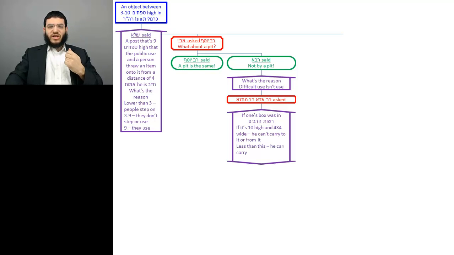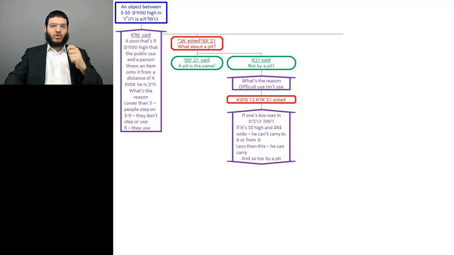The Brisa continues and says, less than this, if it's less than 10 tefachim high, or less than 4 tefachim by 4 tefachim wide, he can carry. Now, why is he allowed to carry, for example, if it's 8 tefachim high and 4 by 4 tefachim wide? It's a Karmelis, so Rashi will address that. But at any rate, the Brisa says that if it's less than 10 tefachim high, or less than 4 tefachim by 4 tefachim wide, he's allowed to carry to the box and from the box. And the Brisa concludes and says, V'chein beguman, so too by a pit. The same din that we just said by a box also applies to a pit.